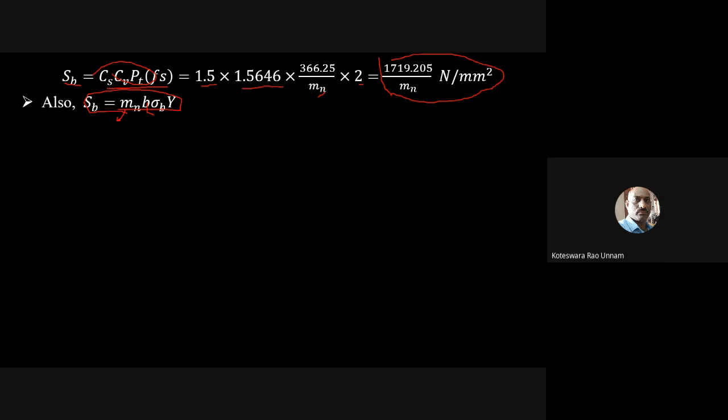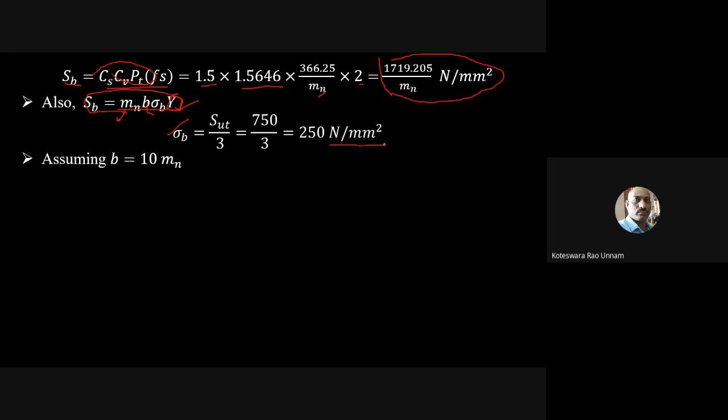Sigma B is nothing but SUT by factor of 3. SUT by 3 we will take. And Y is the Lewis form factor, and this Lewis form factor can be calculated through interpolation of the teeth for two values. So we'll consider all those values now. Sigma B is nothing but SUT by 3. SUT 750 is given, divided by 3 is 250 Newton per mm square. And B is given as 10 times the normal module, 10 Mn.